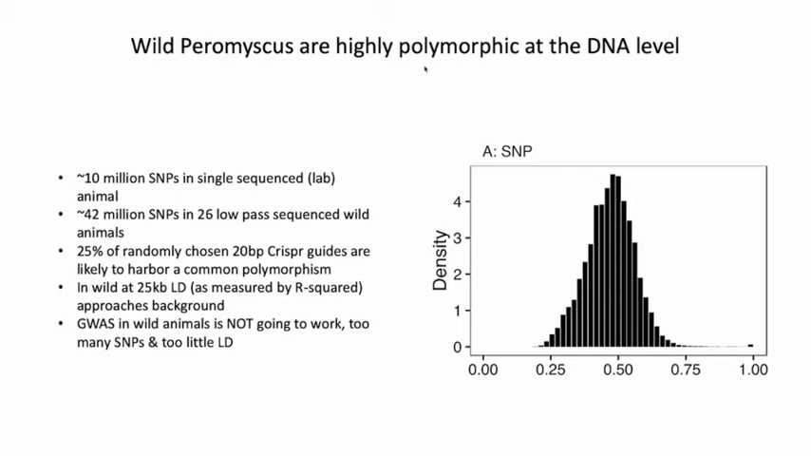So in wild-caught animals, at least in the population we've studied, something like GWAS is not going to work, because you'd need SNP chips with on the order of 40 million SNPs, and then you're still probably not going to saturate in terms of linkage disequilibria. So that's an important practical point. Okay, so that's what we know about the genome of Peromyscus.